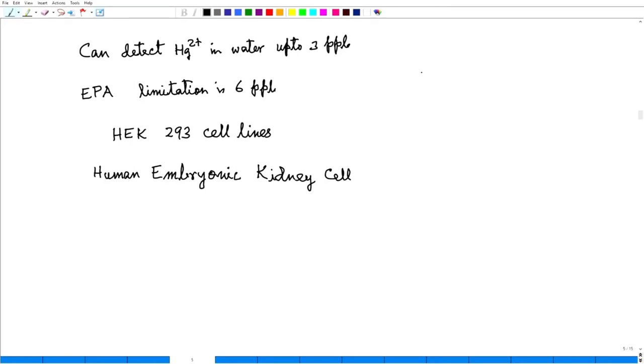Because this is a cell from a dead man, a dead kid. But when we give it to a live person, if that is cytotoxic, then there will be some side effects and all that. So we first test the toxicity of this dye in the human cell. For that, HK293 cell lines were incubated.